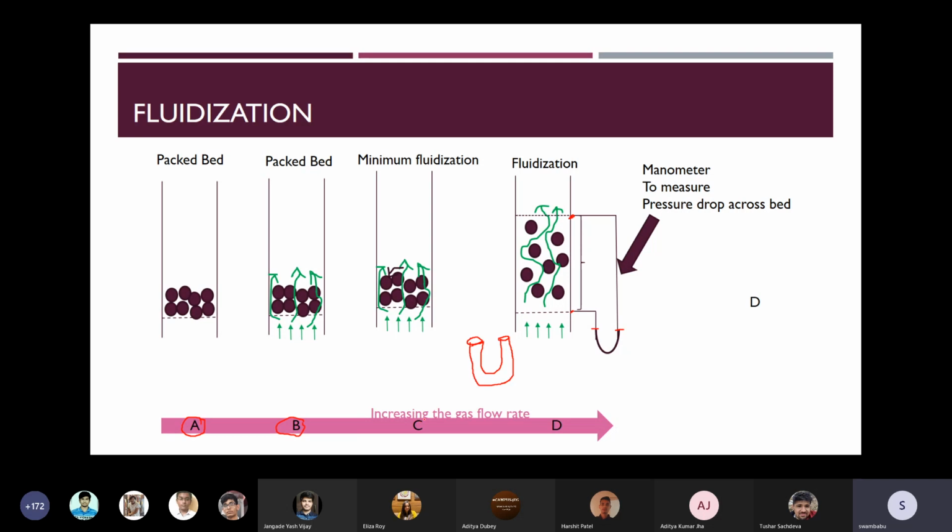And the velocity of the fluid is such that the bed is in minimum fluidization conditions. That condition is C. And if the fluidization takes place, that condition is D. Those things are marked in the pressure drop versus velocity plot. Here we measure the pressure drop across the bed. You can see at zero velocity, zero pressure drop. There is no fluid flow and there is no pressure drop.